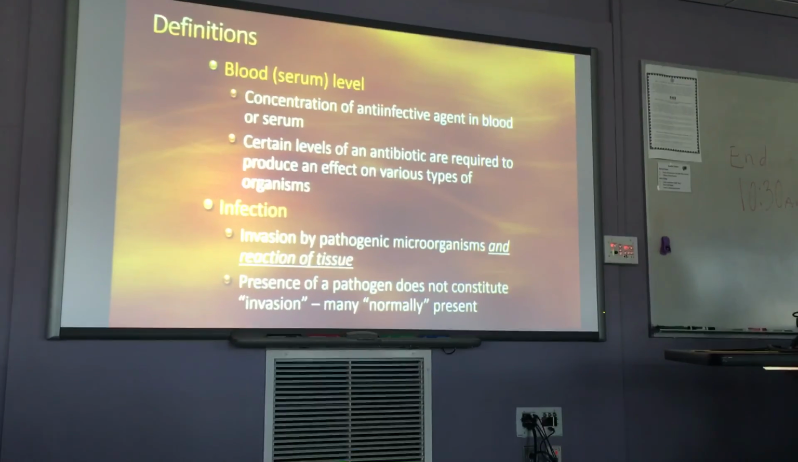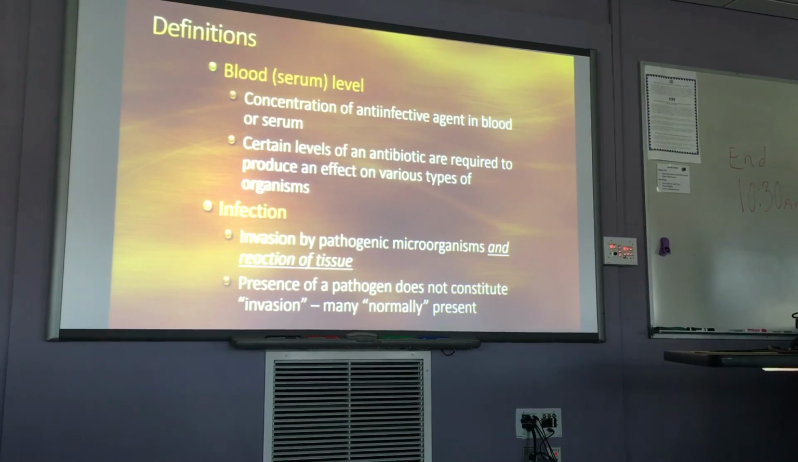Infection is invasion of pathogenic microorganisms into tissue, okay? And then it's also the reaction of the tissue. So you get the microorganisms there, and then you get the influx of white blood cells, and then you get the heat, and you get the redness, and you get the swelling, and all of that. So again, remember that these pathogens are often there, particularly in places like our mouth. But if they get out of balance, we can then get an infection. Or an injury, we can get an infection.